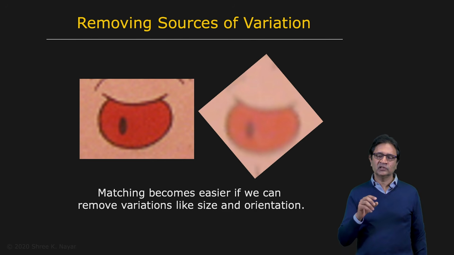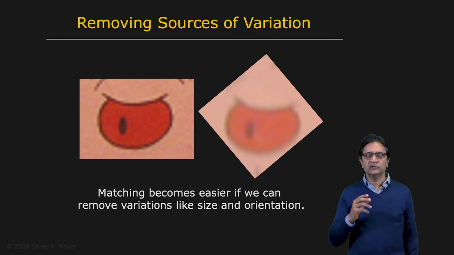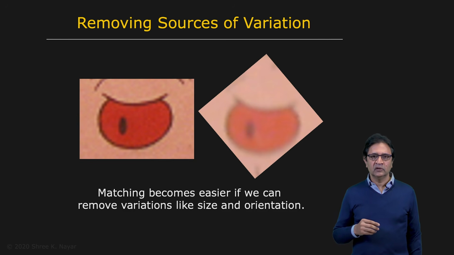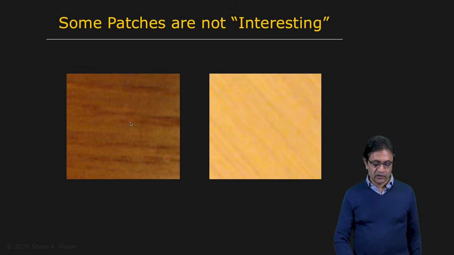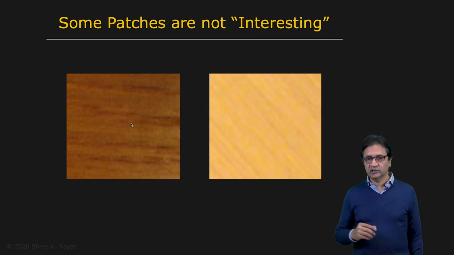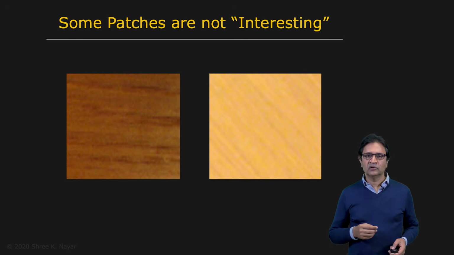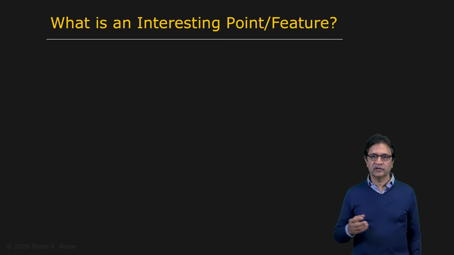So in other words, matching features or interest points becomes easier if we can remove variations such as size and orientation. And when you develop an interest point detector, you also don't want it to respond to a lot of things in the image. There are a lot of patches in an image that are simply not interesting. There is stuff going on here, but it's not unique and interesting enough to actually detect and use for matching purposes. So all that said, what are the desirable attributes of an interesting point or feature?